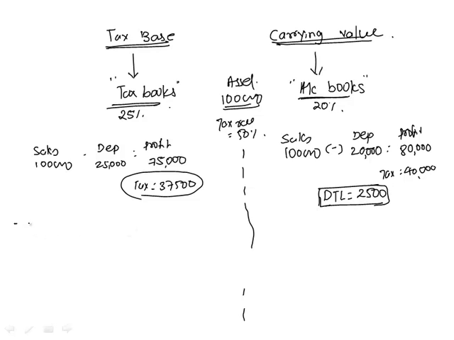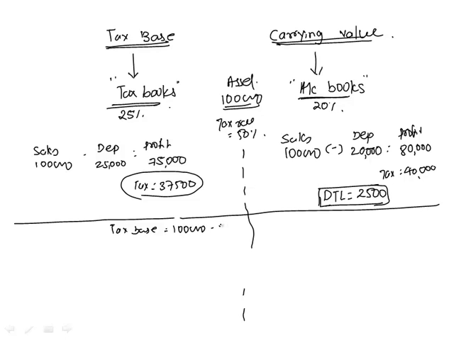Now there is a direct shortcut to get that amount of deferred tax asset or liability. How do we get that? We can find out what is the tax base of the asset. Tax base means the value of asset after deducting the depreciation as per taxation book. So asset was 1 lakh, we charge depreciation of 25,000, so tax base is 75,000. Are you following this? 1 lakh minus depreciation 25,000, so tax base is 75,000.